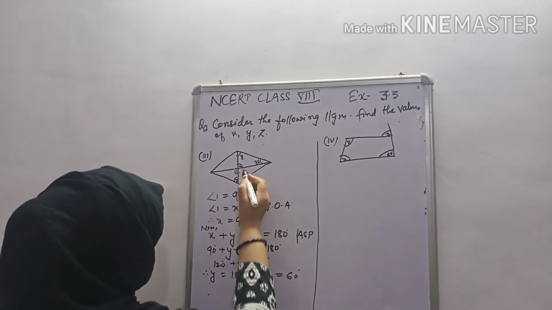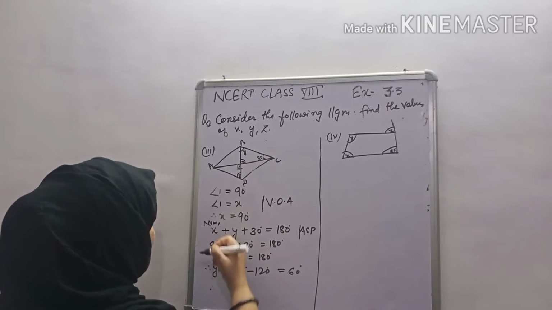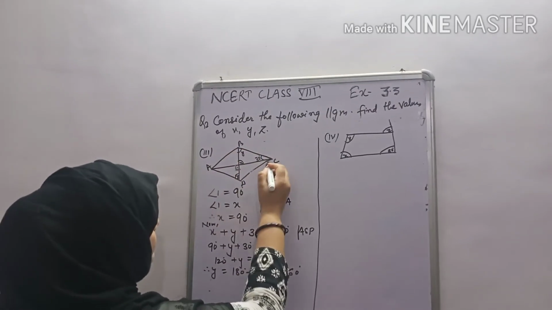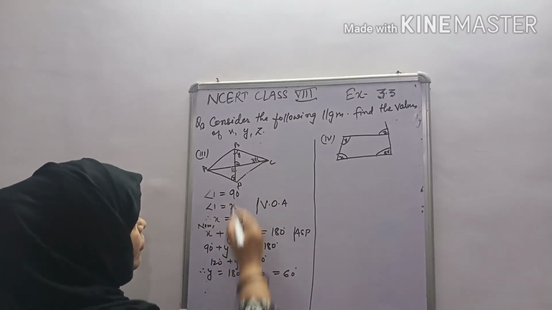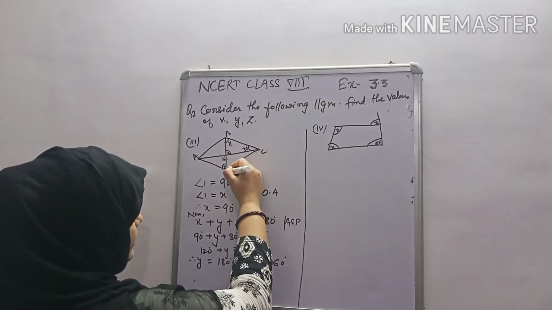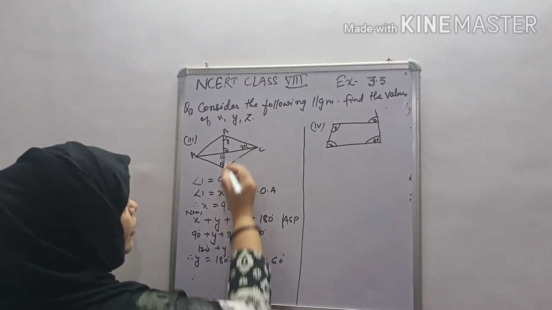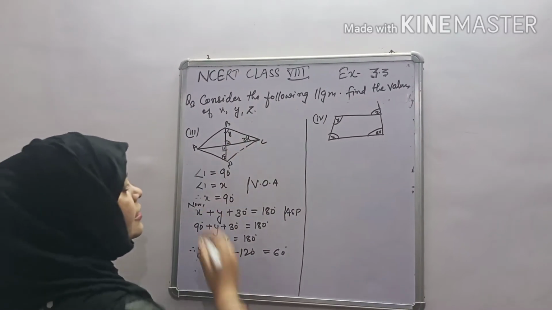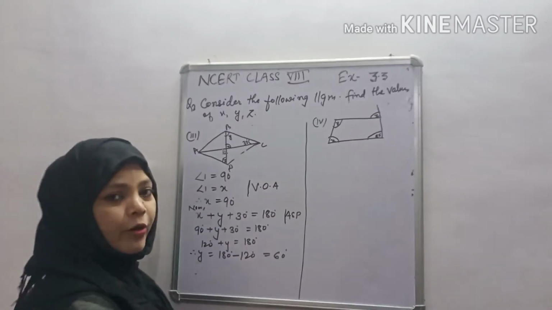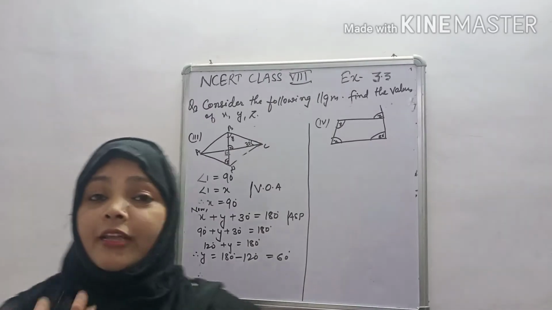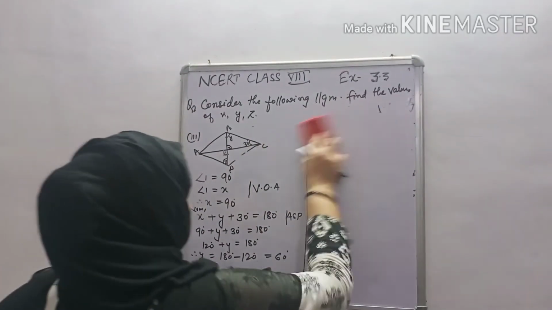Look here. Suppose we name it A, B, C, D. Suppose AB and CD are two parallel lines, and BD is a transversal, which is intersecting AB and CD at point B and D. Therefore, angle Y is equal to angle Z. You know how? Because alternate interior angles are equal. You would have read in class 7.